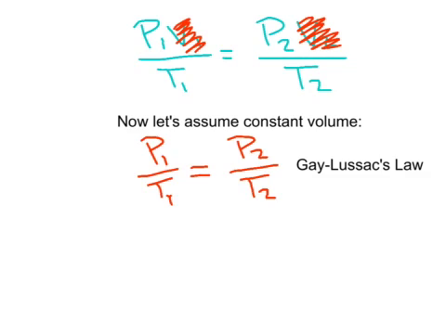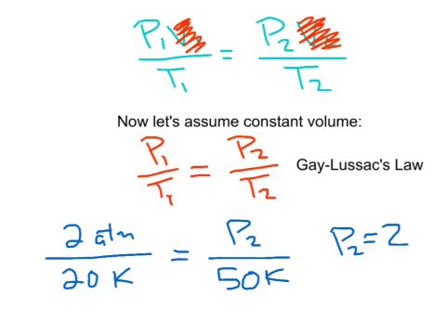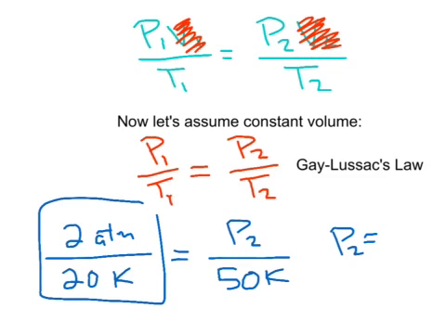Gay-Lussac. All right. In this situation, let's try some numbers once again. Let's say the initial pressure is 2 atmospheres and the temperature was 20 Kelvin. Let's say that we don't know what the second pressure was in the new condition, but we know that the temperature was 50 Kelvin. What does P2 equal? Well, on the left, 2 over 20, that's 1/10.